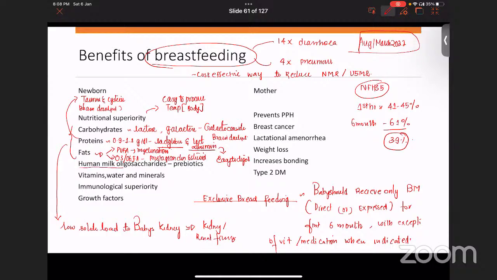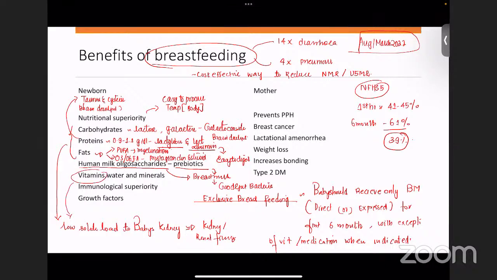And oligosaccharide is the only thing present in breast milk, not in any other milk, which acts as a prebiotic and helps in good gut bacteria formation and helps prevent allergy, infection, and diarrhea. Vitamins and minerals are more abundant compared to cow milk, and two vitamins are absent in breast milk and have to be supplemented: vitamin K, which we give post birth, as we discussed in routine care, and second is vitamin D.